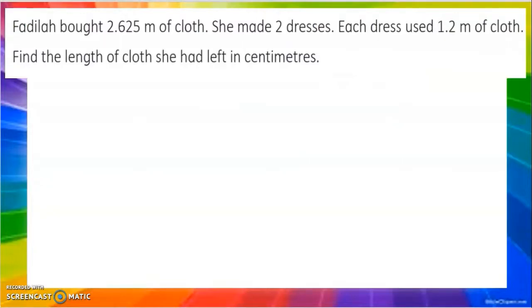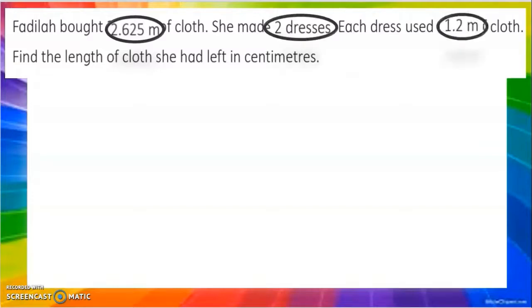Next question. Fadila bought 2.625 meters of cloth. She made 2 dresses. Each dress used 1.2 meters of cloth. Find the length of cloth she had left in centimeters. So the important information, we have 2.625 meters, the 2 dresses, and 1.2 meters of cloth. We're going to find the length of cloth left in centimeters.